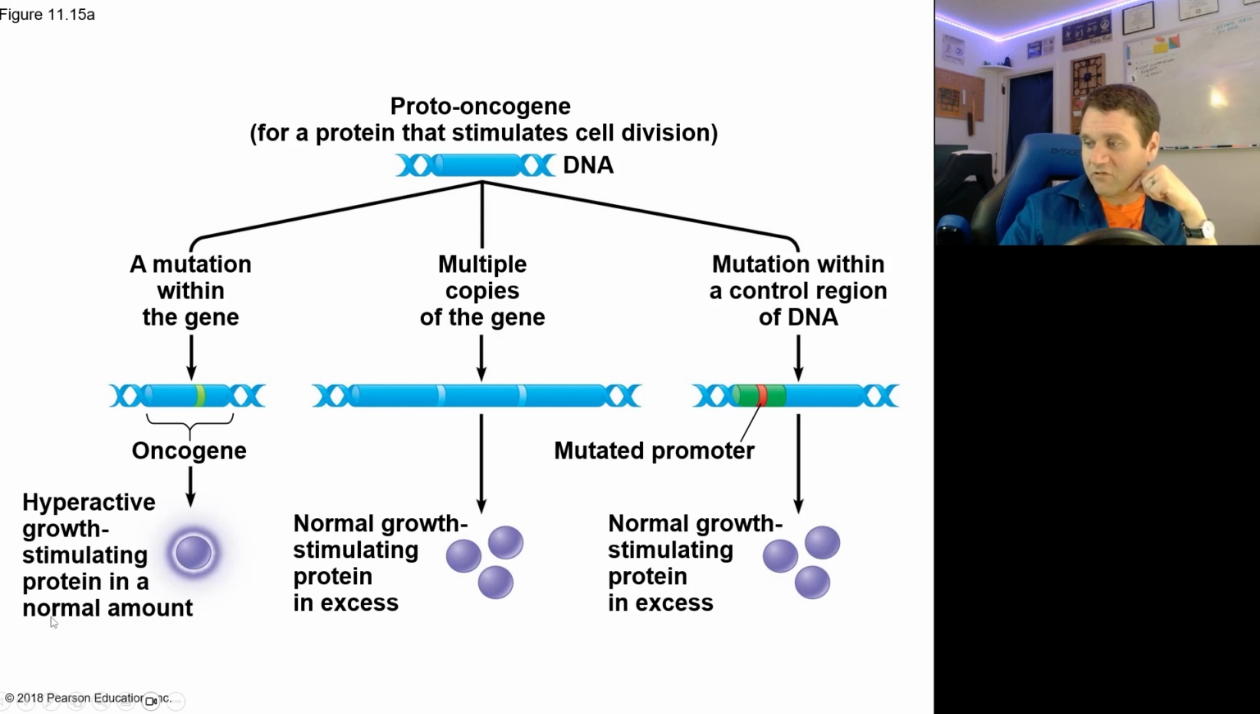And let's say it's supposed to make a protein that stimulates cell division, right? Its job is to say, oh, hey, it's time to divide. The mutated version of this gene might make a hyperactive growth-stimulating protein, which means the cell is going to divide more and more and more because suddenly the protein it normally makes has become supercharged because of little changes inside of that gene. So that's the kind of thing we're talking about. This is meant to stimulate cell division, but with a mutation, it might go too far and become a cancer-causing gene.